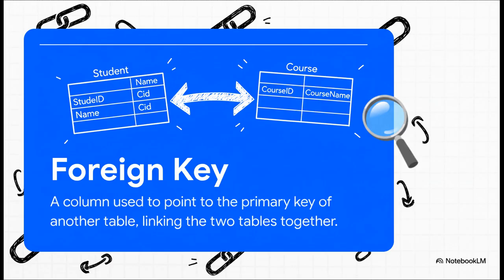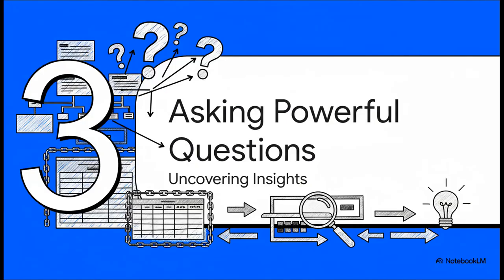This is how we build a real interconnected web of data, not just a bunch of isolated lists. All right, so our data is structured in nice tables and it's protected by our guardrails. What's the next logical step? Well, now we get to ask it questions. How do we pull out very specific pieces of information and start uncovering some really useful insights?